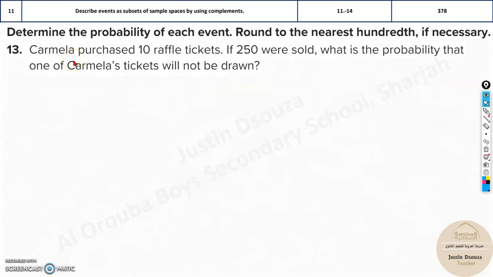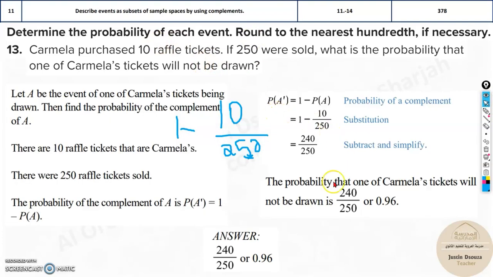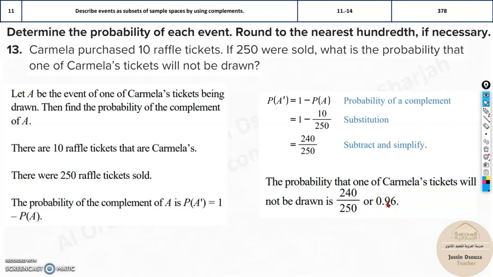What about this? Carmela purchased 10 raffle tickets. If 250 were sold, what is the probability that one of Carmela's tickets will not be drawn? Out of a total of 250 raffle tickets, 10 were bought by Carmela. So the probability that she will win is 10 out of 250. But she's not winning, and not winning means 1 minus that. Very, very simple. The final answer is 1 minus 10 by 250, that is 240 by 250. You can put it in the calculator and press S to D. You'll get 96% or 0.96.